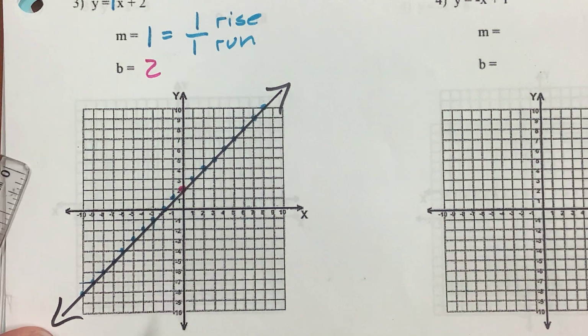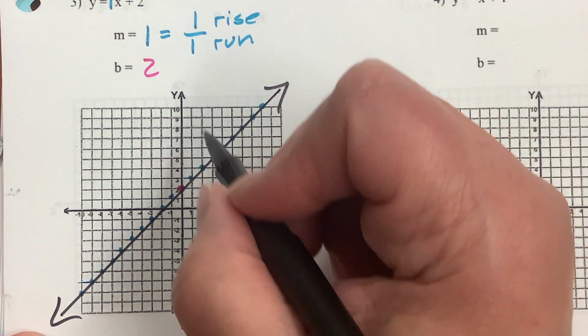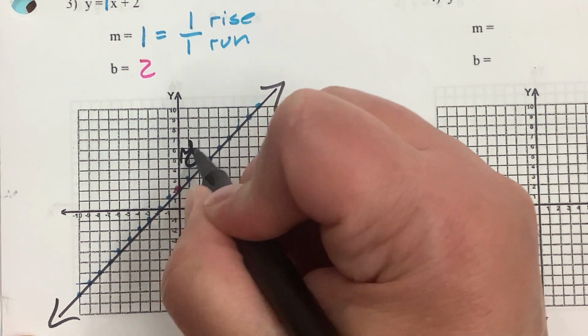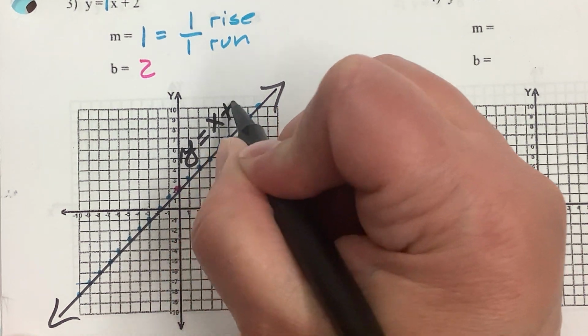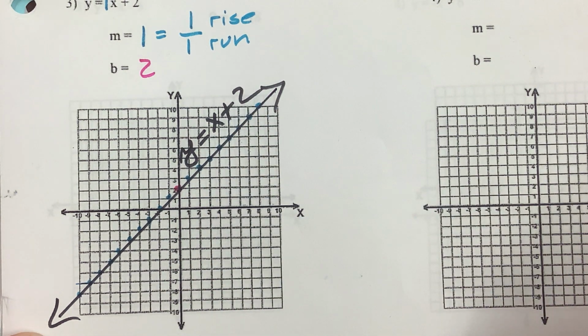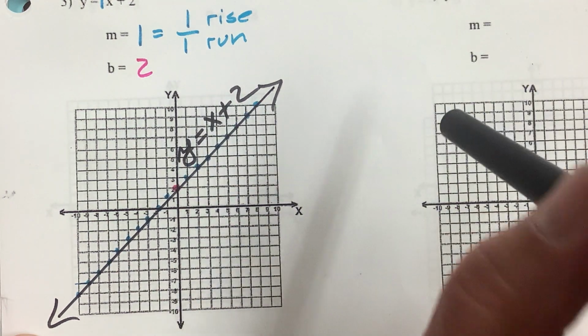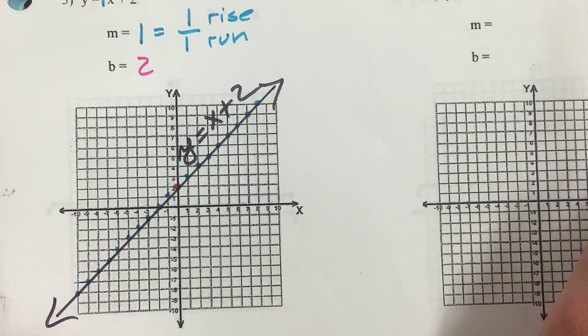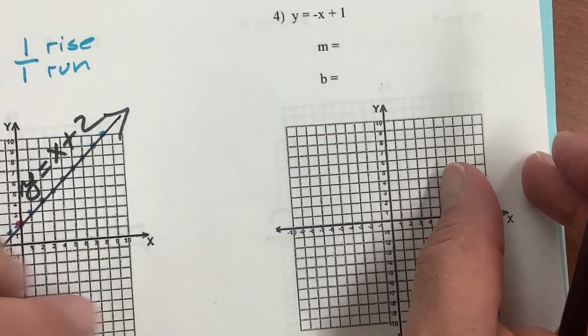Got a nice rise of 1 and run of 1. And I start here at 2, so that's good. y equals x plus 2. Label the graph. If you don't label it, you're going to lose points. Labels lose points, or lack of labels lose points. Ooh, alliteration. Here we go.